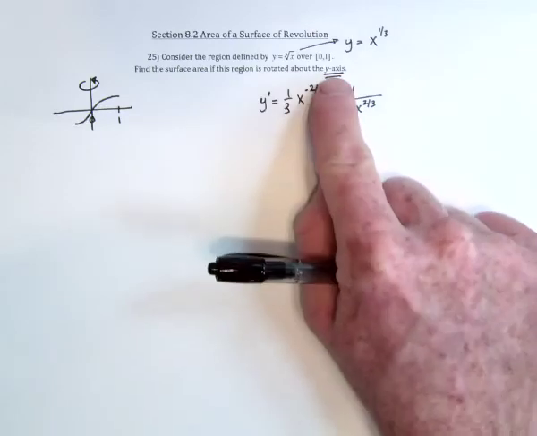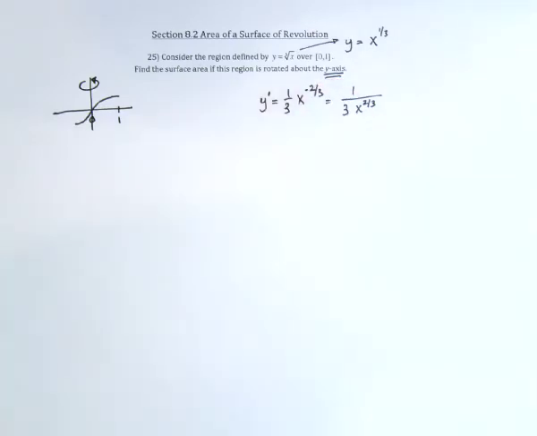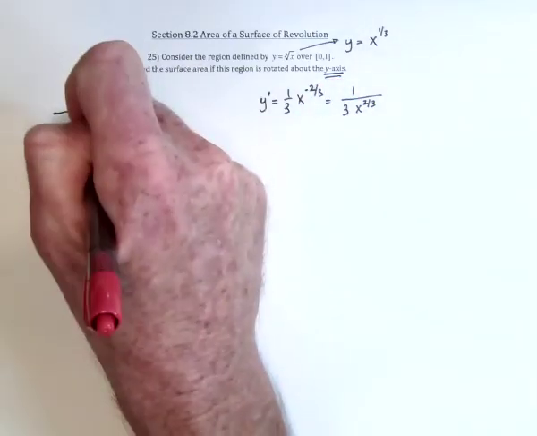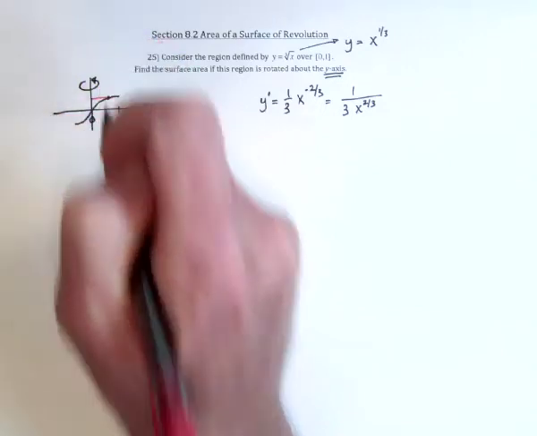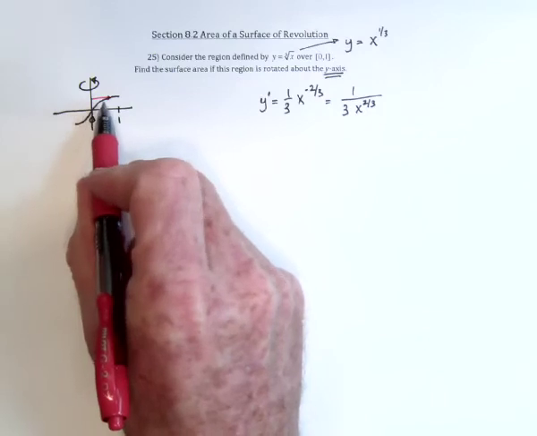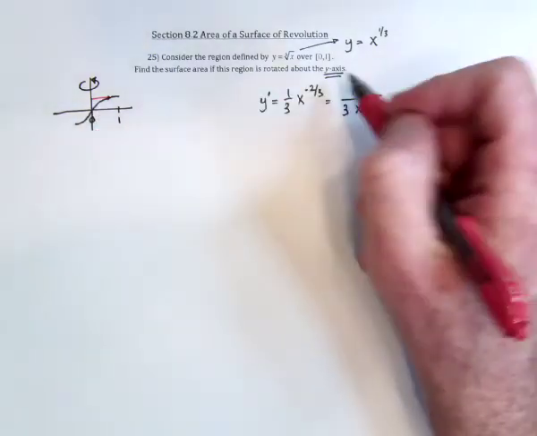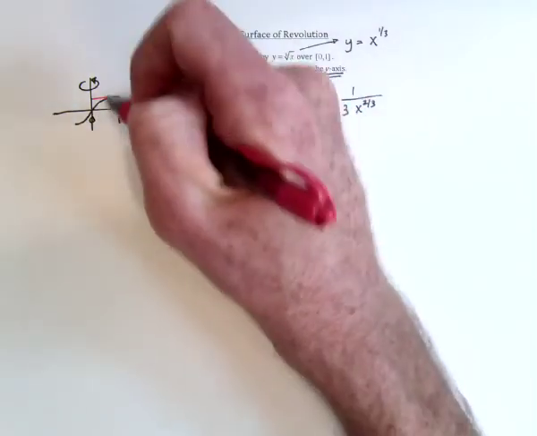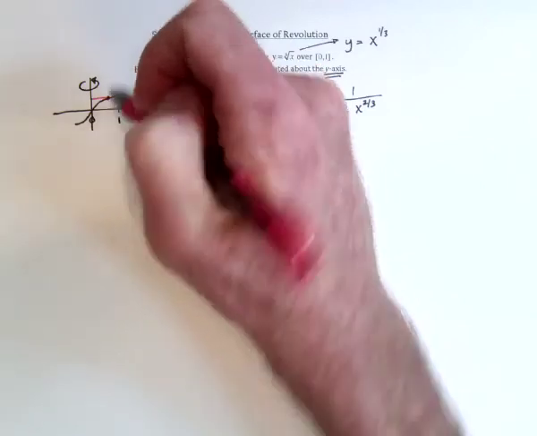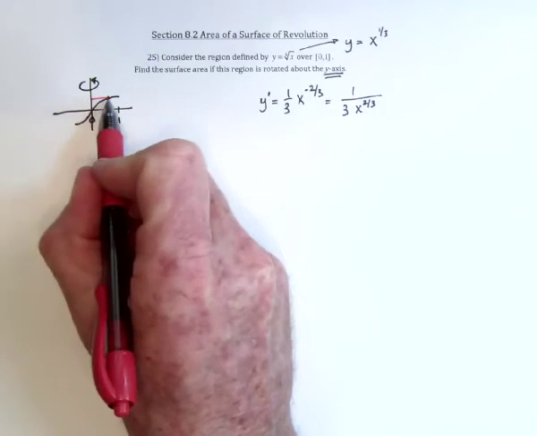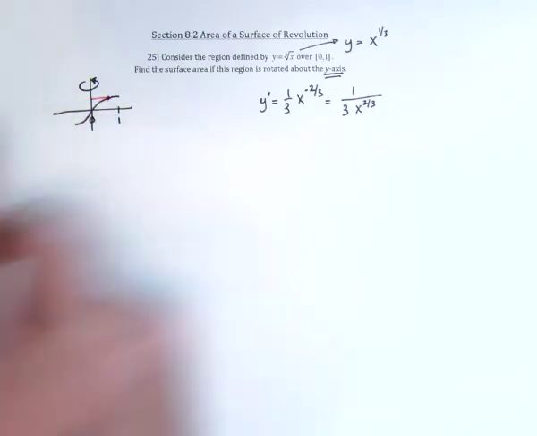Since it's being rotated about the y-axis, then the radius, which is measured from the axis of rotation out to the object, is the length of x. If we were rotating instead about the x-axis, then you go from the x-axis up, and then the radius is the function. Since it's going sideways, it's the value of x.